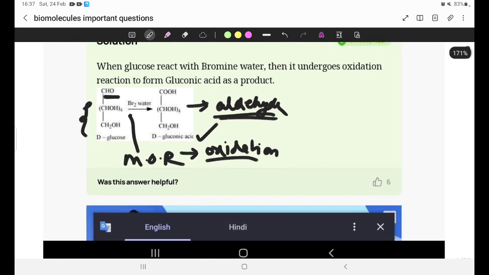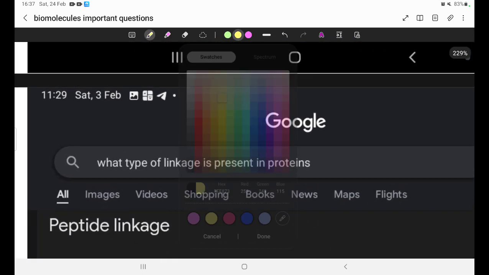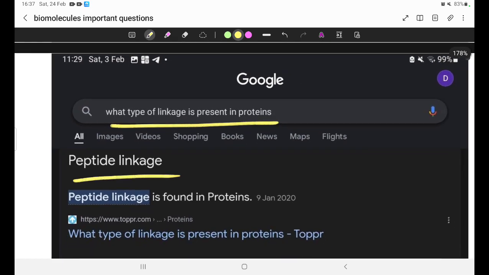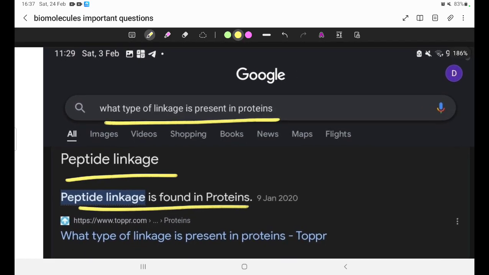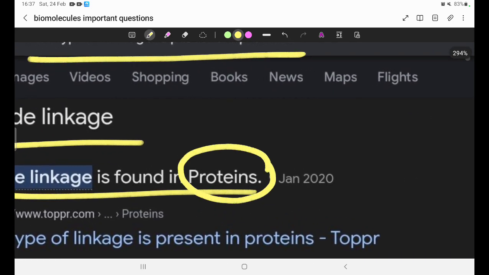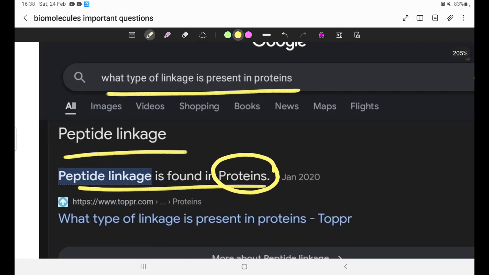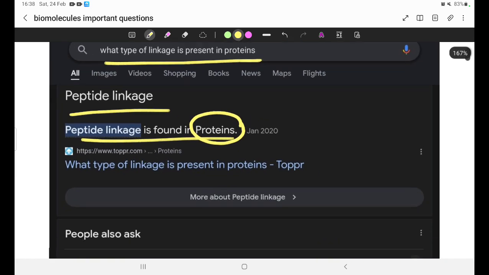And that's it. In the next question, what type of linkage is present in proteins? Peptide linkage is present in proteins, and you need to remember this. Now since we are talking about proteins, I'll try to give you some questions on proteins, but for now, what type of linkage is present in proteins? It is peptide linkage. Remember that one.